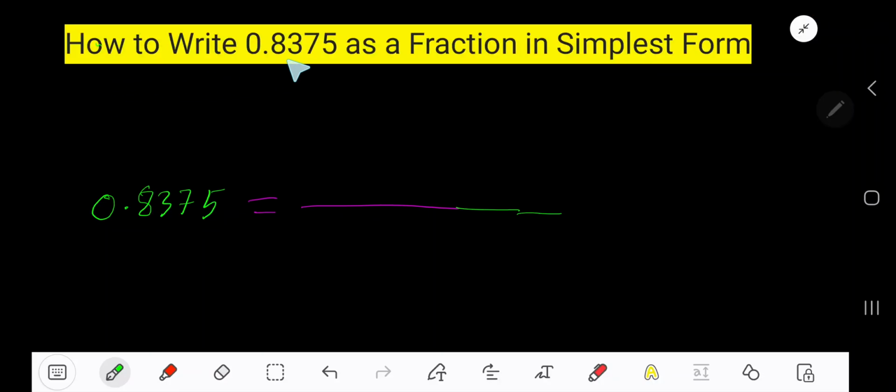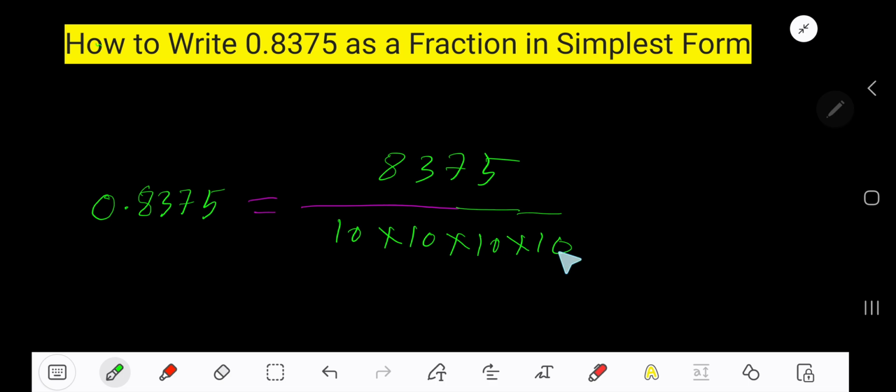How to write 0.8375 as a fraction in simplest form? So we need a numerator and a denominator. For the numerator, just remove the decimal point and write the number you get. And for the denominator, for every digit after the decimal, you have to consider a 10. So we have 4 digits, so write 10 to the power 4, or 10 times 10 times 10 times 10, of course, as a multiplication.